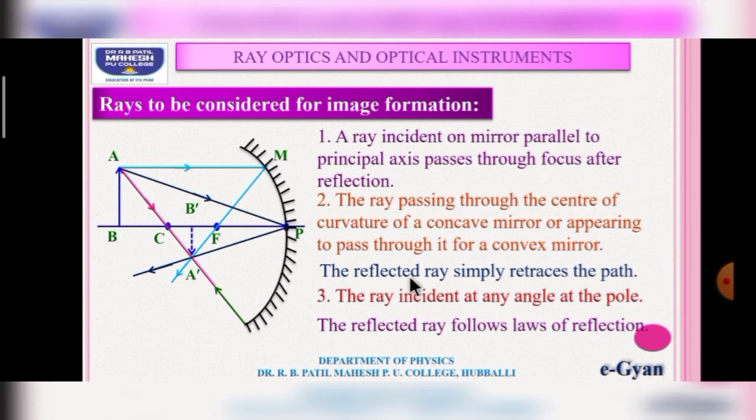Same thing, we are getting this point. If the rays are coming from here, all these 3 rays may converge somewhere here. That's why I am showing the linear size of the image. These are the few rays which have to be considered for the formation of an image by the mirror.